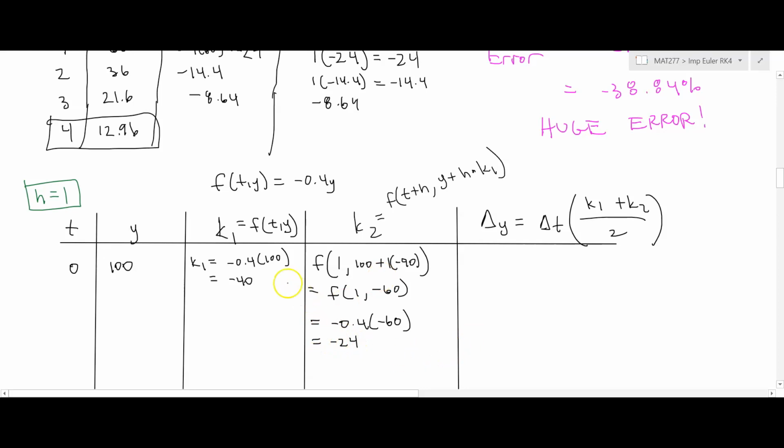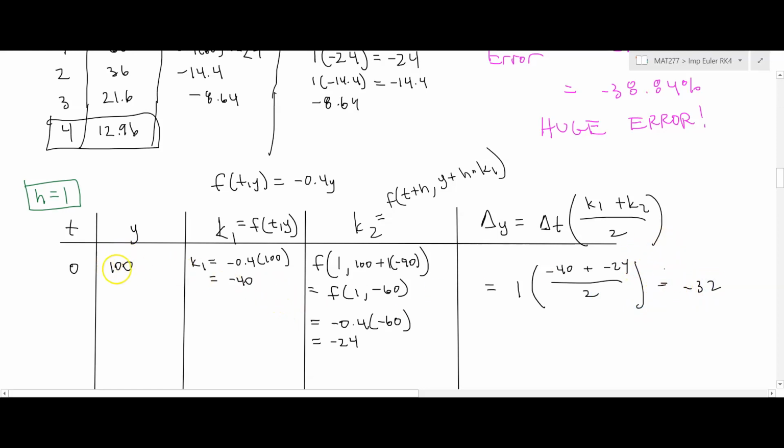Okay, so that means that here are the two slopes. You can see one is a steep negative, one is a less steep negative. But to get delta y, I'm going to take delta t, which is 1, times K1 plus K2, which is -40 plus -24, divided by 2, and that comes out to -32. So see, I'm being a little bit more conservative here.